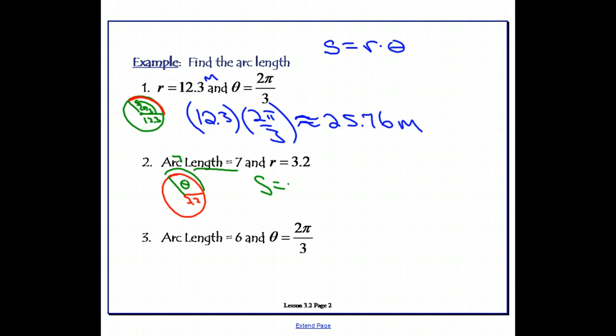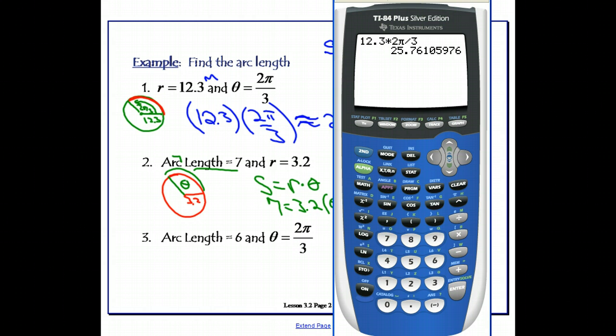Arc length is the radius times the angle. So the arc length is 7. The radius is 3.2. The angle we're going to figure out. This will be just division, right, to get the angle by itself. So let's go 7 divided by 3.2. And we get an angle.